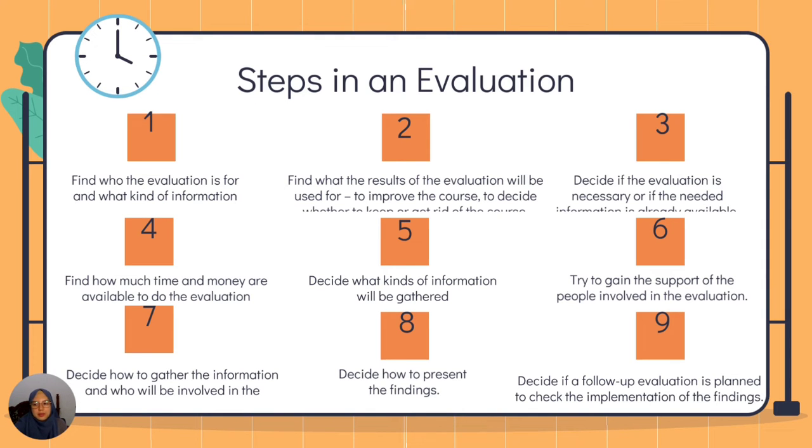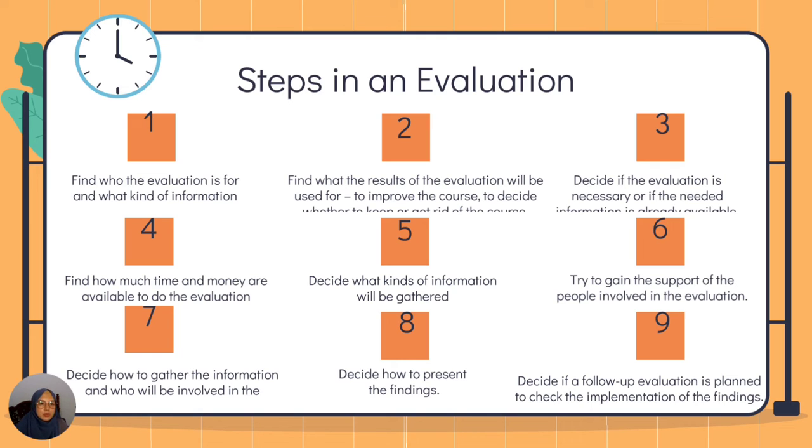So these are the steps in an evaluation. There are 9 steps here that we have to consider when making an evaluation. The first step is we have to find who the evaluation is for and what kind of information they need.